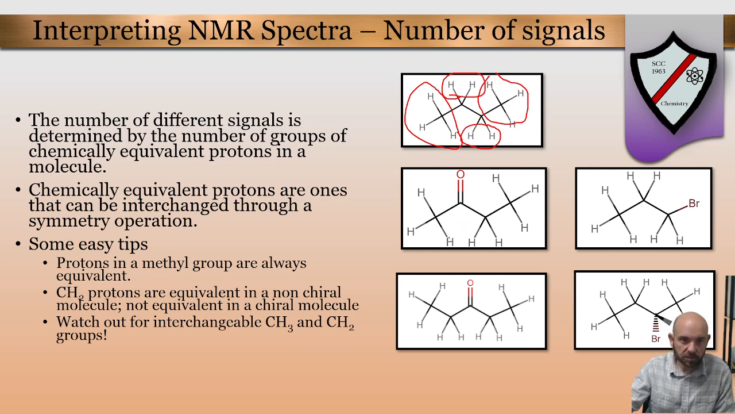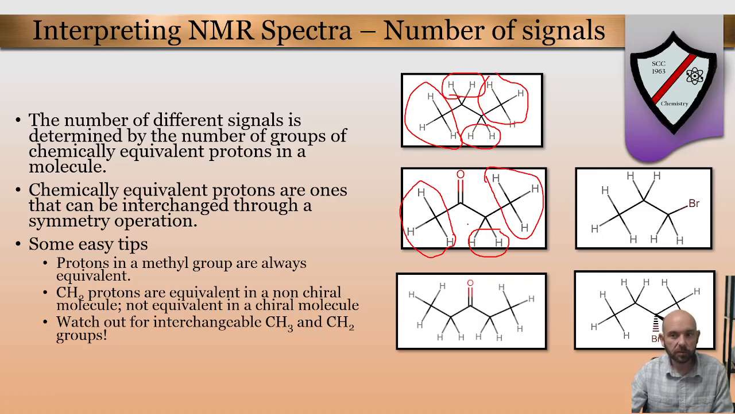On this next example here, this ketone that we have in the middle, we have 3 equivalent protons right here. Exchanging any one of those with the other, you couldn't tell the difference. And these 2 are equivalent with each other, and these 3 protons are equivalent right here. So I would expect 3 signals from this molecule for the identified groups.